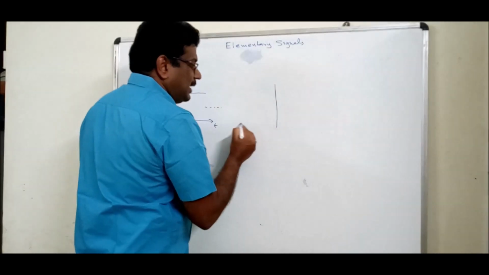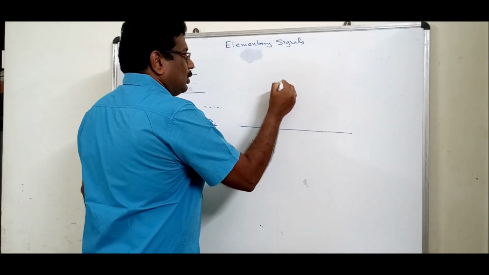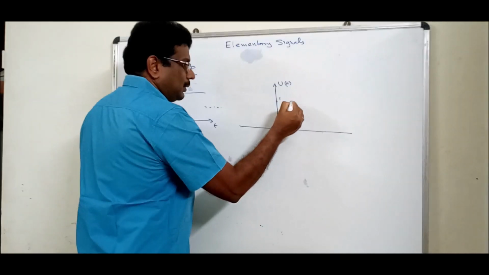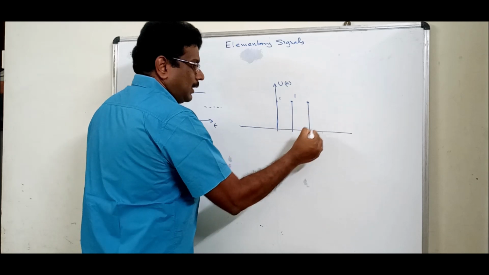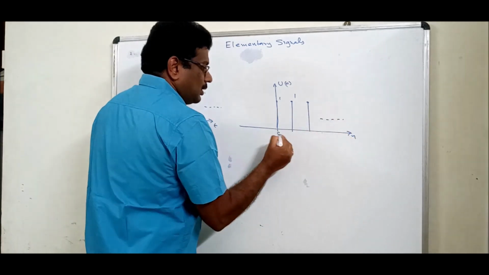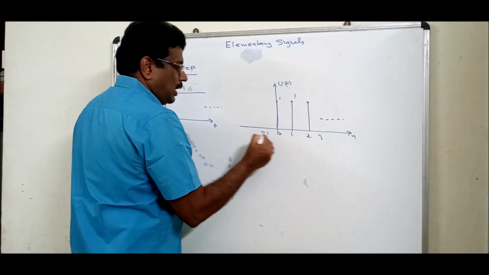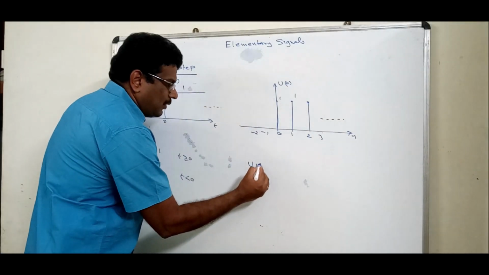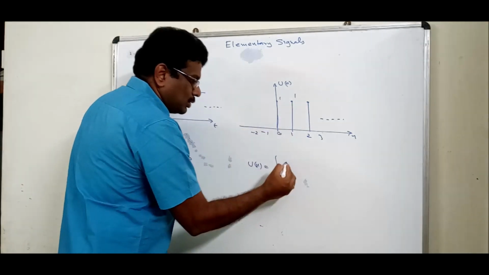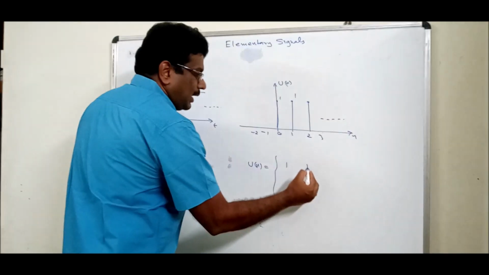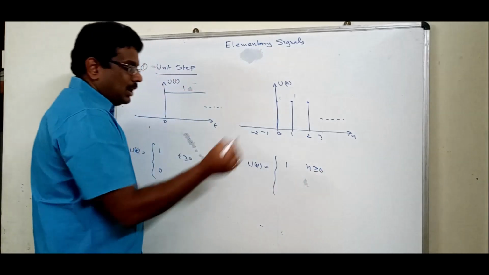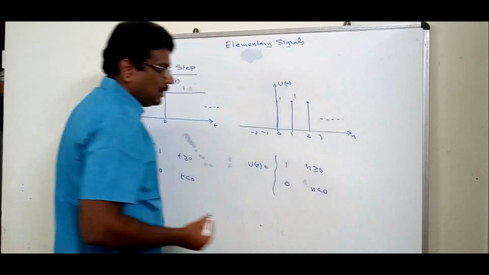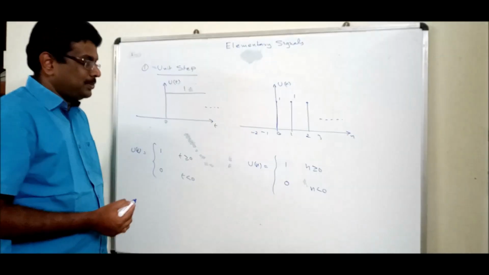The same we have in discrete also, that is u of n. Here the amplitude is the same, 1, on the right side at 0, 1, 2, 3 and so on. What about the left side? It is 0. The concept is the same. u of n is 1 for n greater than or equal to 0, and 0 for n less than 0. This is the definition of unit step.